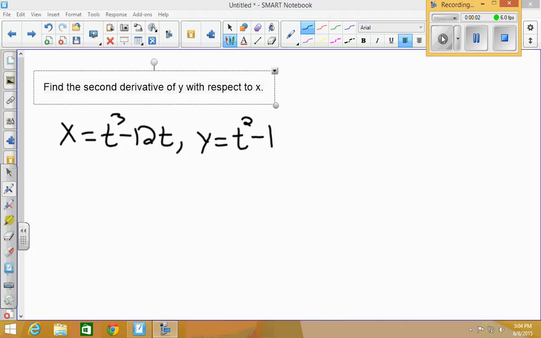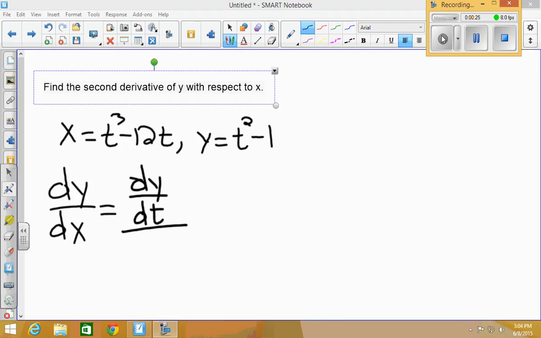Find the second derivative of y with respect to x, where x is equal to t cubed minus 12t, y is equal to t squared minus 1. Of course, to find the second derivative, you need to find the first derivative. So the first derivative of y with respect to x is the derivative of y with respect to t divided by the derivative of x with respect to t.